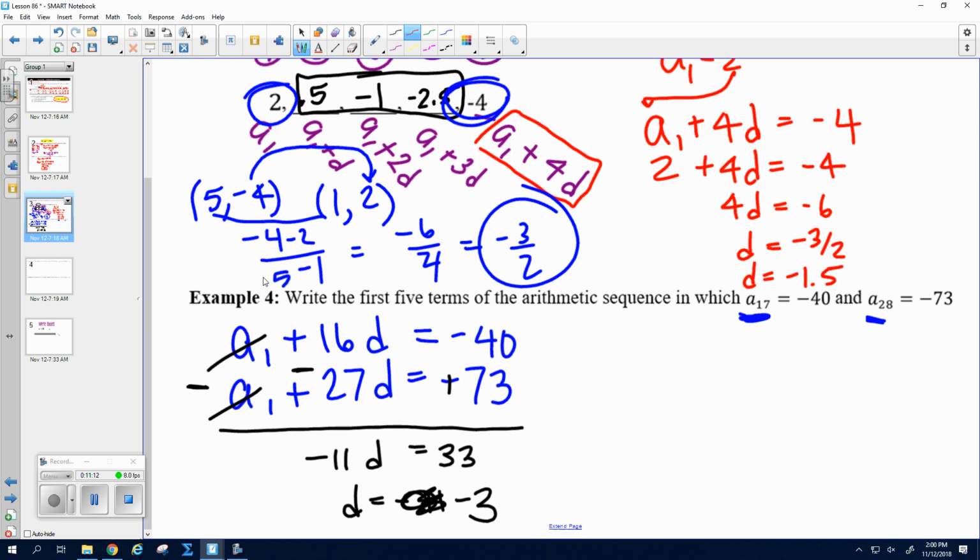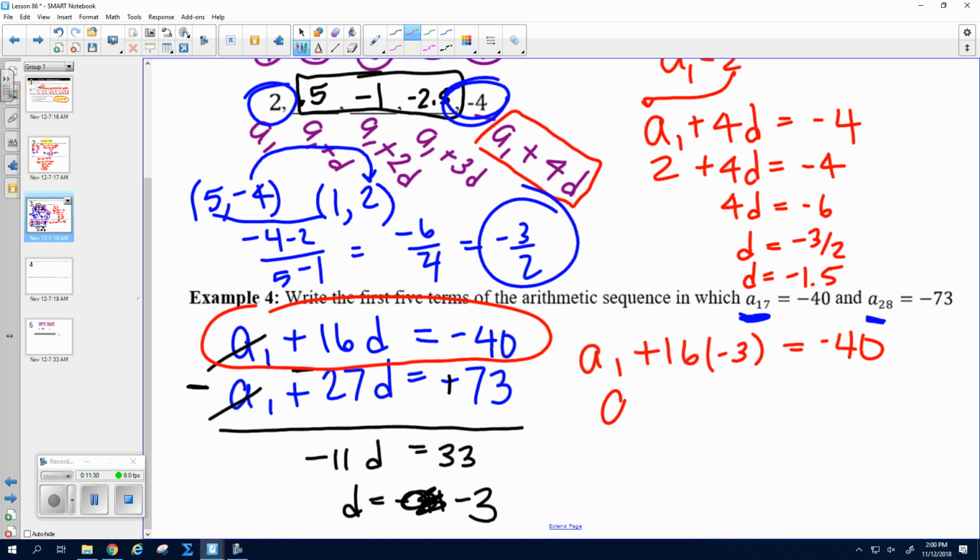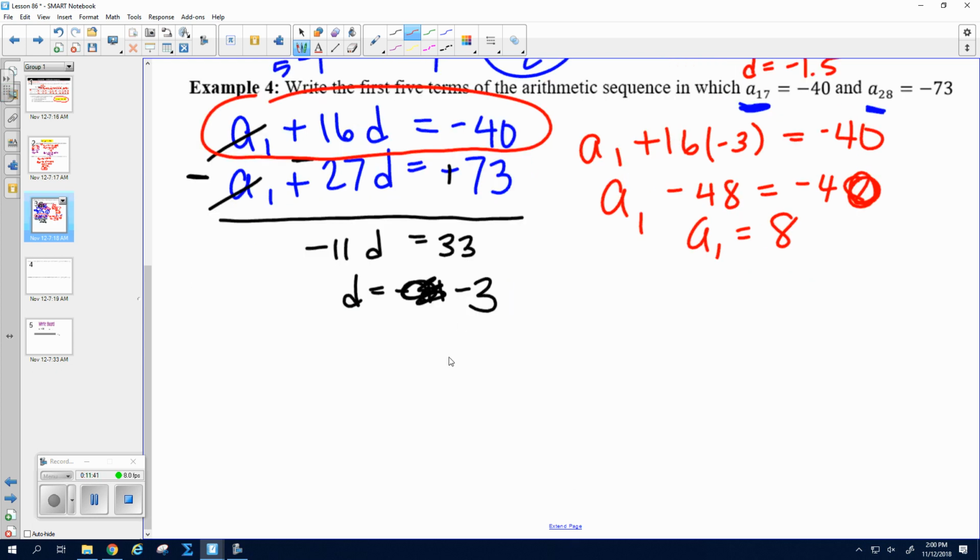Okay, so now we need the first 5 terms, right? I need to find a1, so we can plug into either original equation. I'm going to go back to this one and substitute in a negative 3, and solve to get a1. So this gives me negative 48. Add 48 over to the other side, and that gives me 8. And we have our first term.